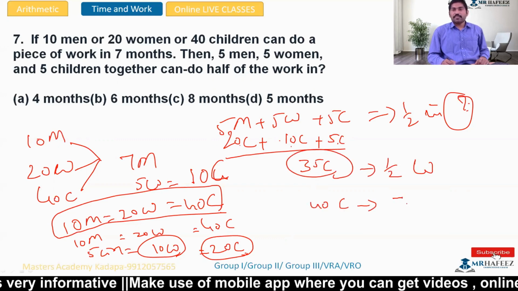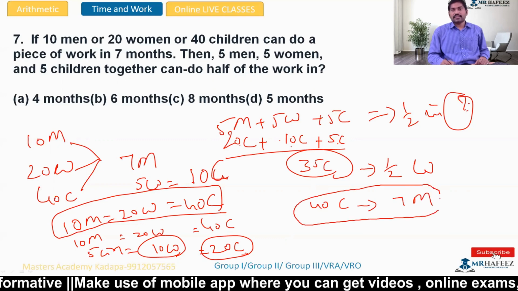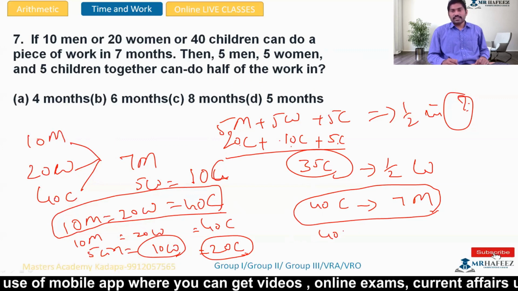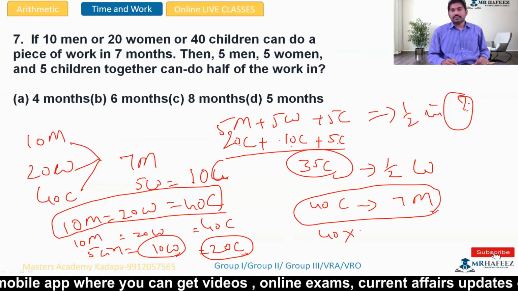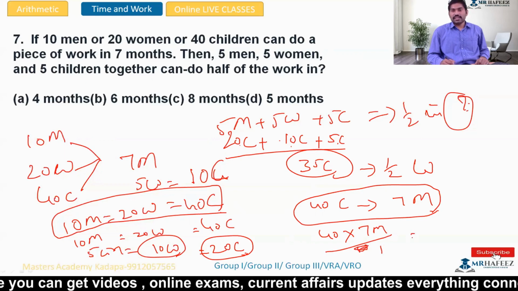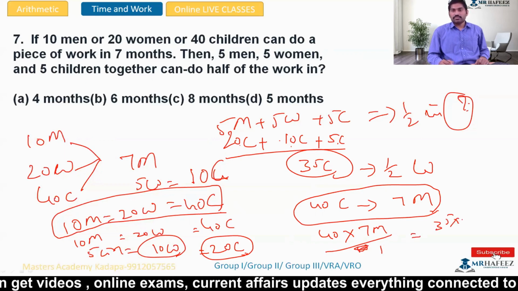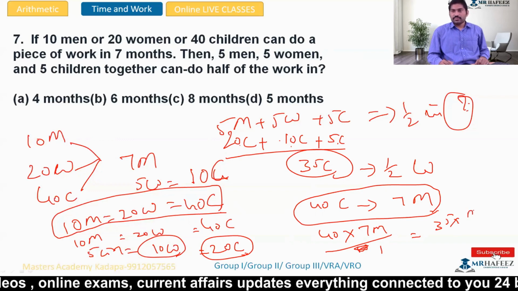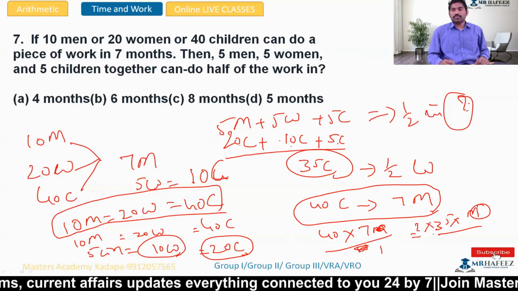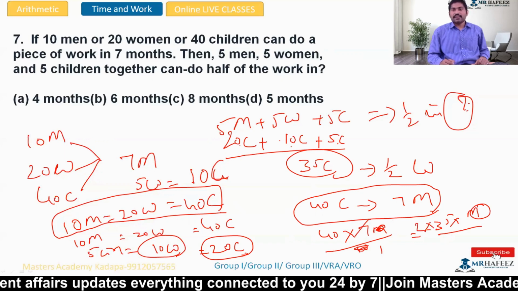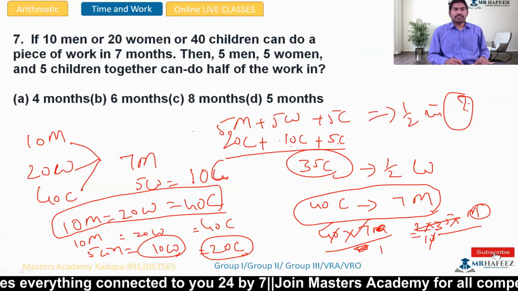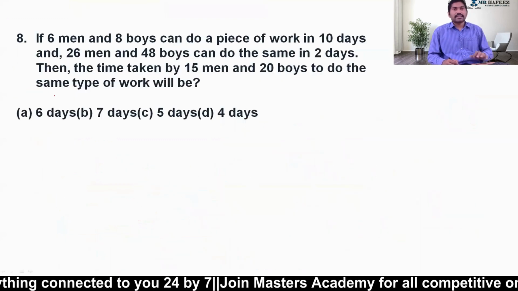40 children can complete in 7 months. And M1, 40 children into D1, 7 months by W1, that is 1, equals 35 into the time, months, divided by half the work, 1 by 2. 7, 10 times, 0, 0 cancel. Number of months, 4 months. So the answer is over. Next question.